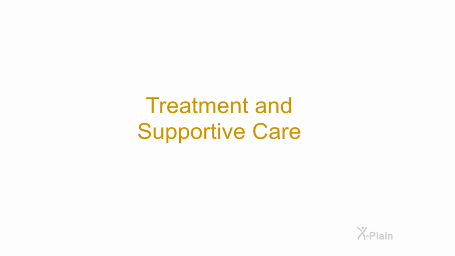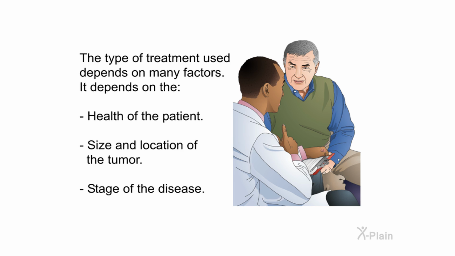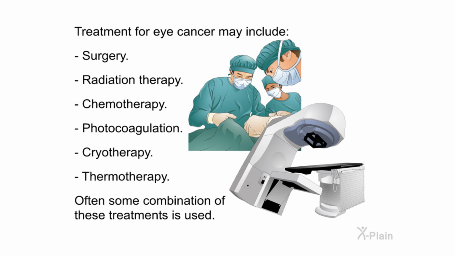Treatment and supportive care. The type of treatment used depends on many factors. It depends on the health of the patient, size and location of the tumor, and stage of the disease. Treatment for eye cancer may include surgery, radiation therapy, chemotherapy, photocoagulation, cryotherapy, thermotherapy. Often some combination of these treatments is used.